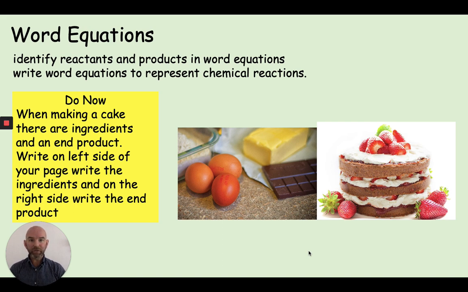Okay, how did you get on? Hopefully you managed to get lots of ingredients down. So I've got some ingredients just down here. So I've got some eggs and some flour and some butter. Definitely not chocolate. I'm going to make a beautiful strawberry cake. So I'd have different ingredients from that. So let's see what I've got.